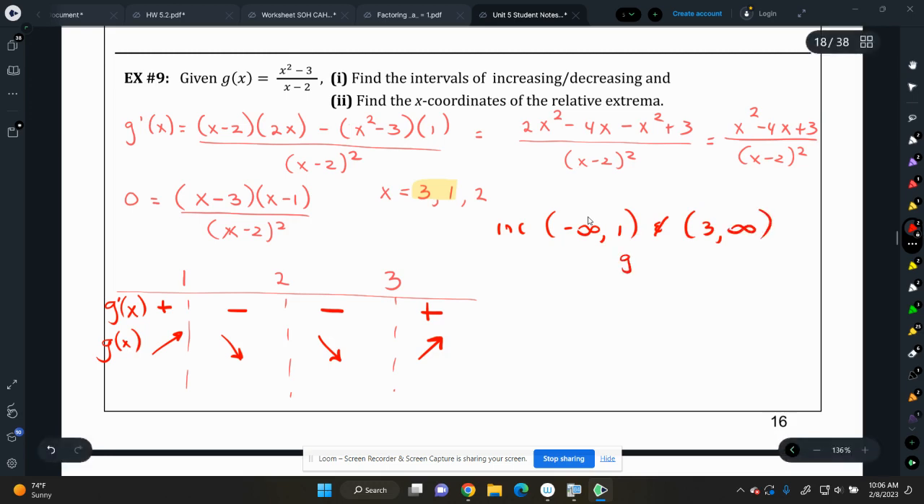right? And the reason here is that g prime of x is greater than 0. I'm just abbreviating to be quick. And then it's decreasing from 1. Do we just do 1 to 3? Why not? 2's not part of the domain, so we can't do 1 to 3. We have to do 1 to 2 and then 2 to 3 because g prime of x is less than 0 here.